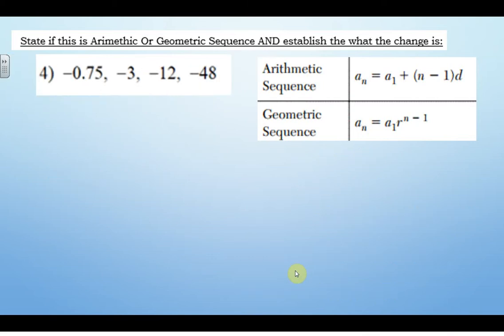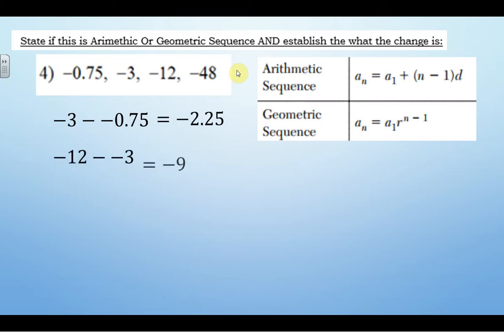All right, this one. Now, looking at it, can you tell whether it's arithmetic or geometric? I know it's going down because it keeps getting larger and larger negative. That 3 to 12 and that 12 to 48 is really making me feel like it's going to be geometric because that's a big jump. But let's check. I'm checking arithmetic first, so I subtract the second from the first and the third from the second, and they are not the same, so it's not arithmetic.